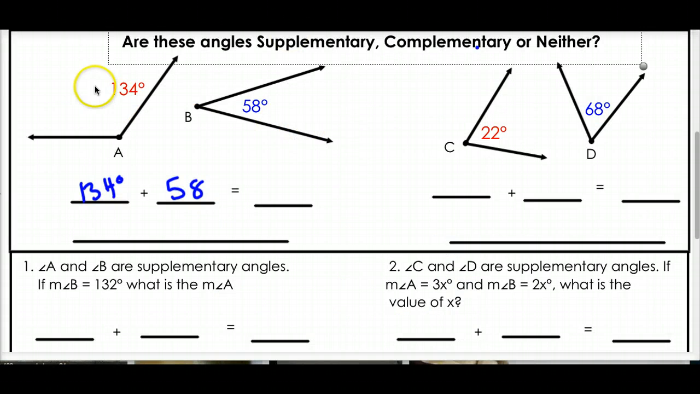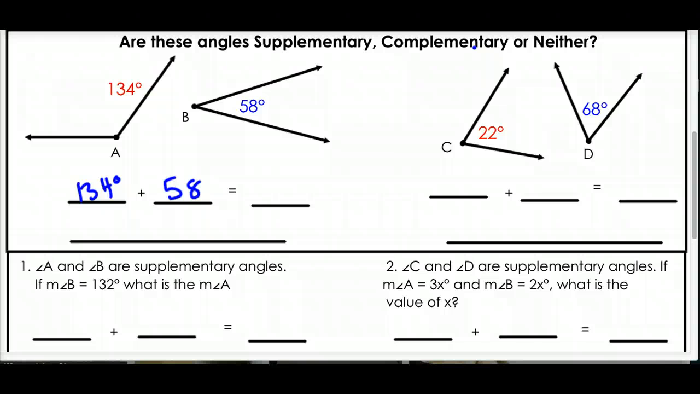All right, so anyway, let's take a look at this. Are these angles supplementary, complementary, or neither? All right, well, let's do it. First one, we know this angle is 134, and we know angle B is 58. So 134 plus 58 is, well, let's see, that's going to be 192 degrees. What? Well, that's not adding up to 90, and it's not up to 180, so these would be neither. This is not supplementary or complementary.